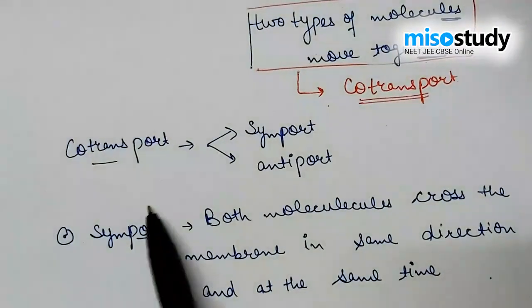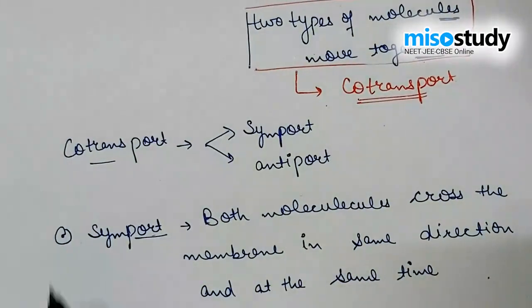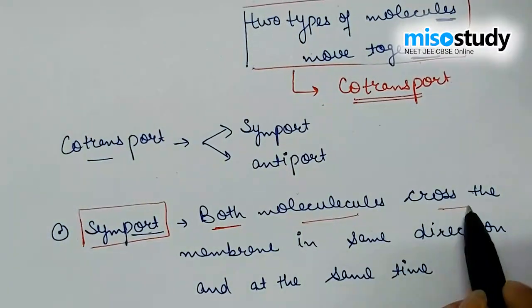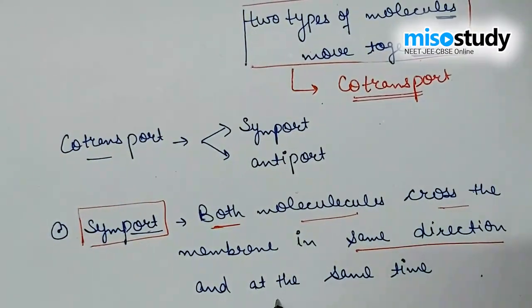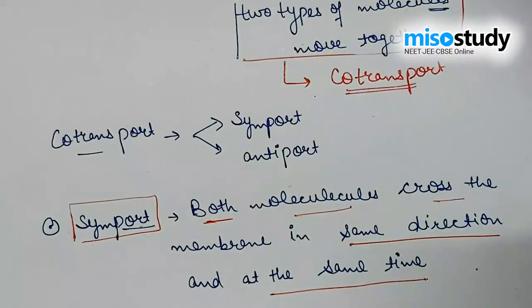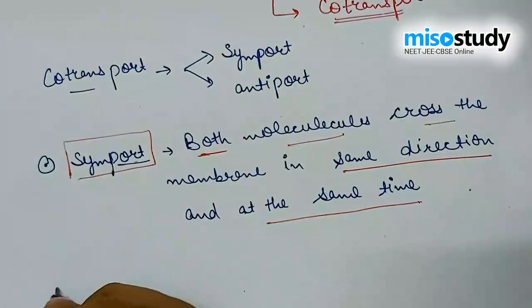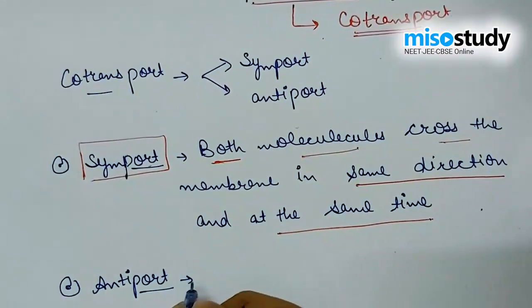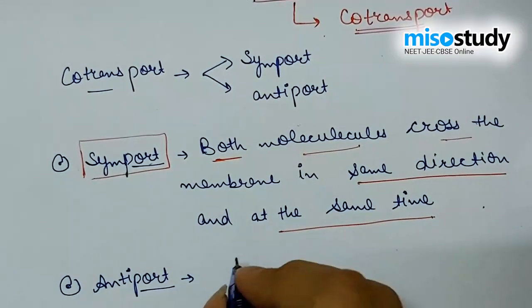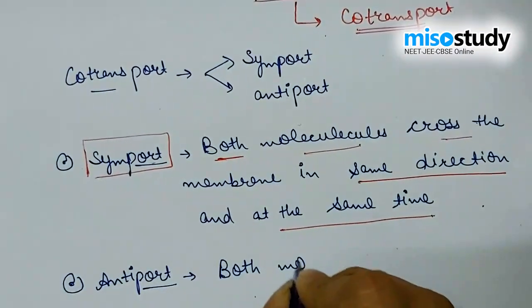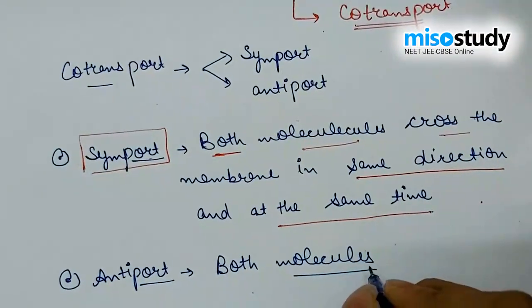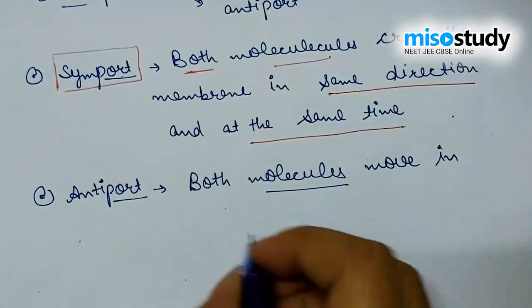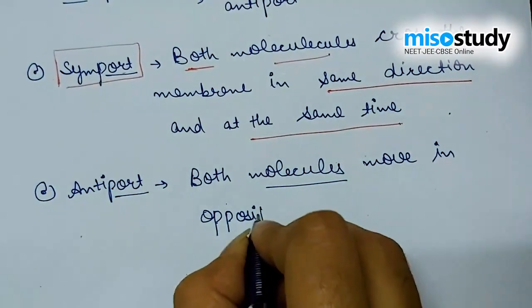So co-transport is classified into two types, symport and antiport. Symport is the transport in which both molecules cross the membrane together in the same direction, and they generally move together at the same time. The second type of co-transport is antiport, the method in which both molecules move in opposite direction.